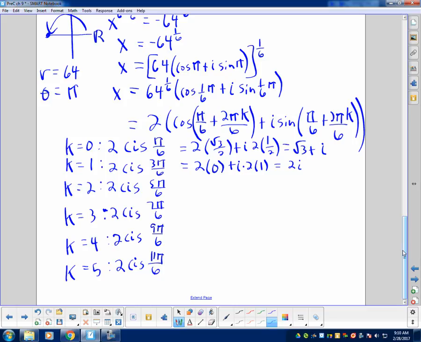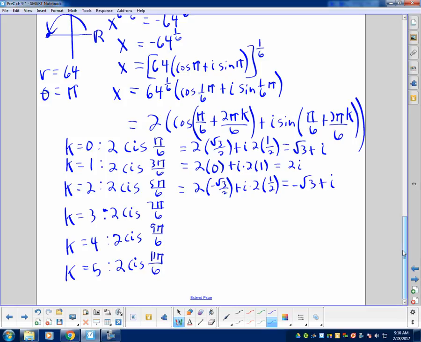All right, you're going to see some other patterns here as we go. What's cosine of 5 pi over 6? Yes, negative root 3 over 2, plus i times 2 times sine of 5 pi over 6, which is 1/2, equals negative root 3 plus i. Starting to see some patterns here. Well, not really. Maybe. Got this guy, we got this guy, we got this guy. Let's see what comes next.